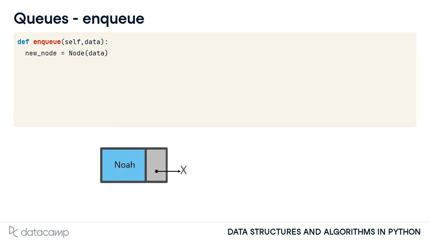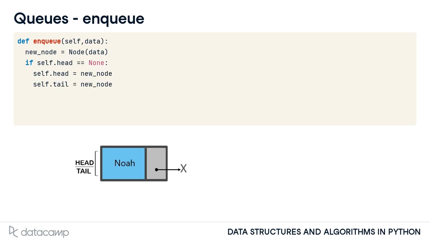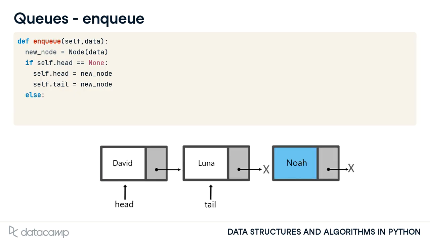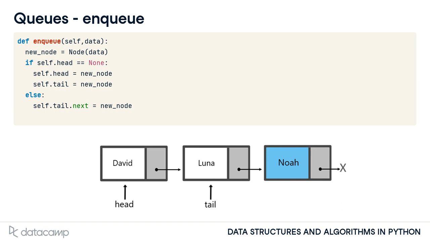First, we create the new node, and then check if the queue is empty. If it is, both the head and tail will point to the new node. If the queue is not empty, the tail's next pointer will point to the new node. Finally, the tail will point to the new node.